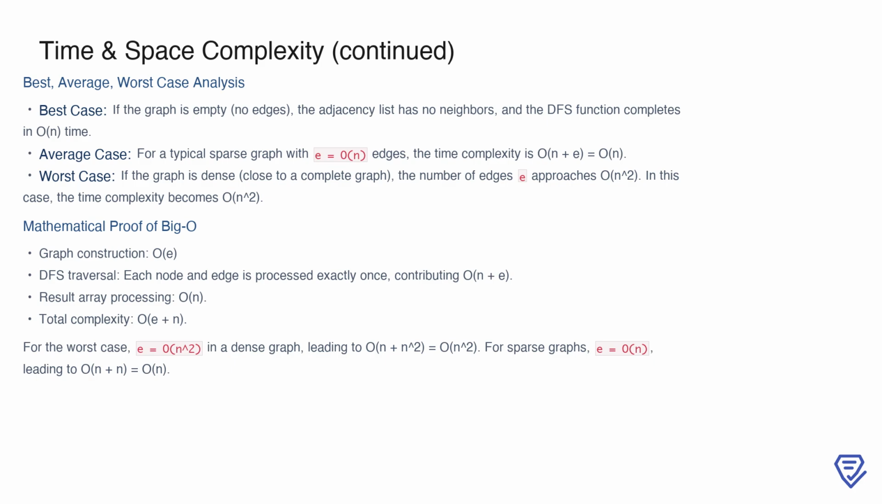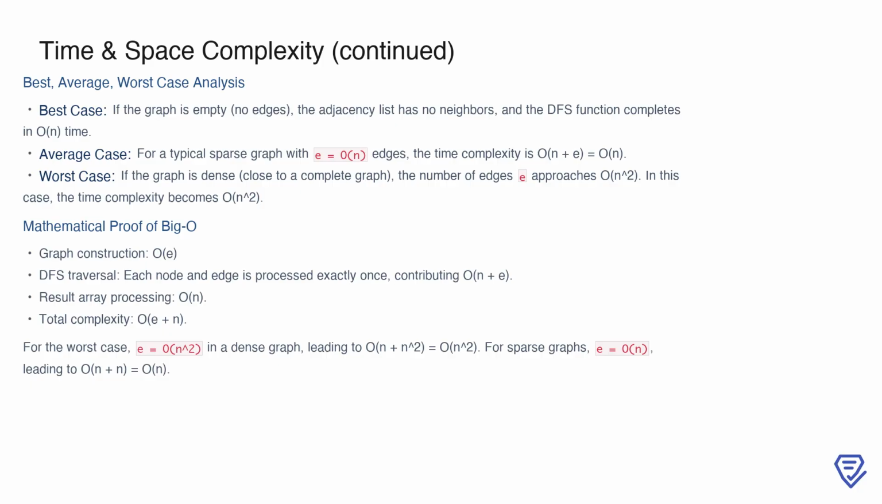Let's examine the solution under different scenarios. In the best case, when the graph has no edges, the adjacency list is empty, and the DFS function processes only the nodes, making the time complexity O(n). For an average case, in a sparse graph where the number of edges is proportional to the number of nodes, we have E equals O(n), and the time complexity simplifies to O(n).